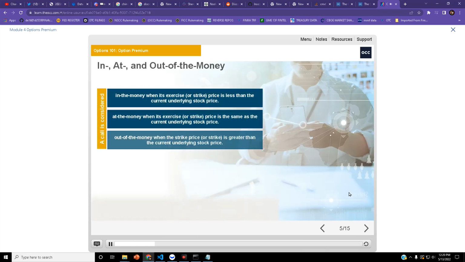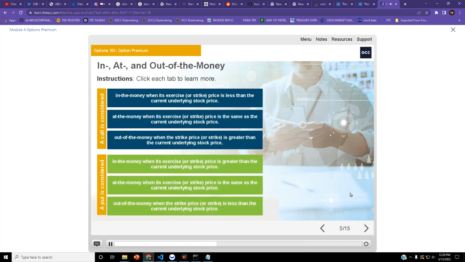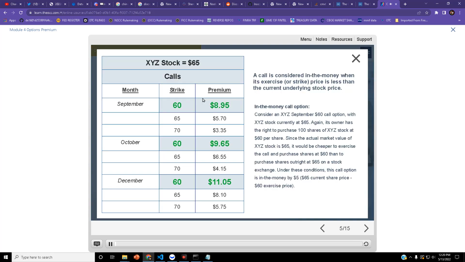Now that the basic concept of moneyness has been reviewed, let's take a closer look as to why it is an important concept to know by clicking on each tab. In the money calls. With stock trading at $65, it makes sense that any of the strikes below $65 would be deemed in the money, as the call holder could exercise the contract and take delivery of shares below the current market price. In this example, any of the $60 strikes, regardless of expiration, are considered in the money.